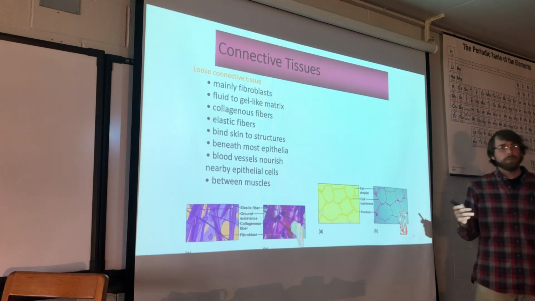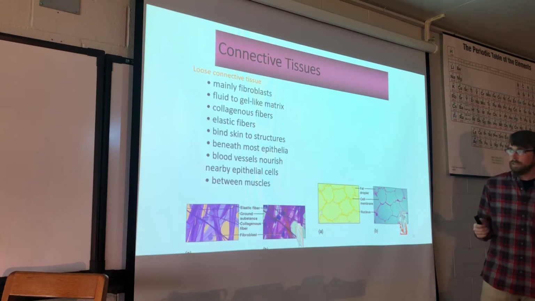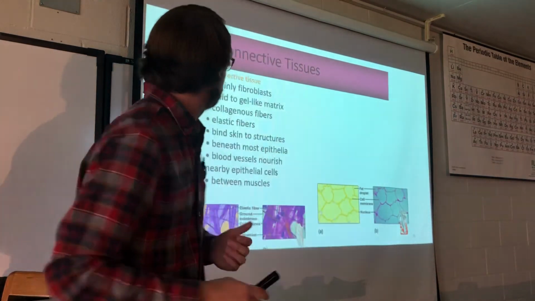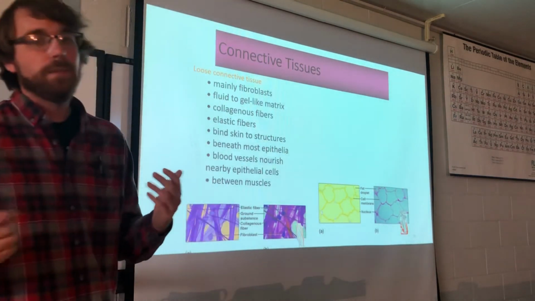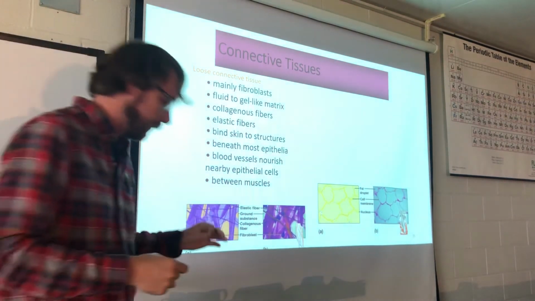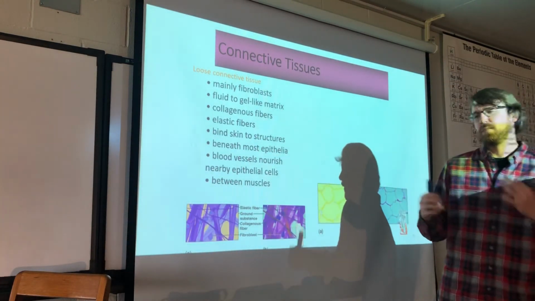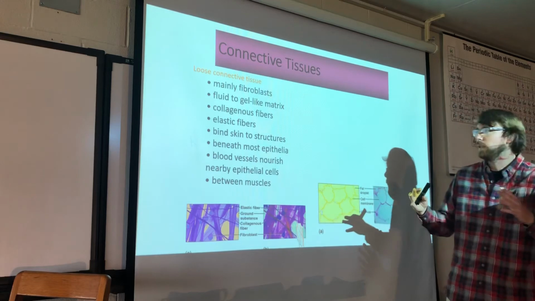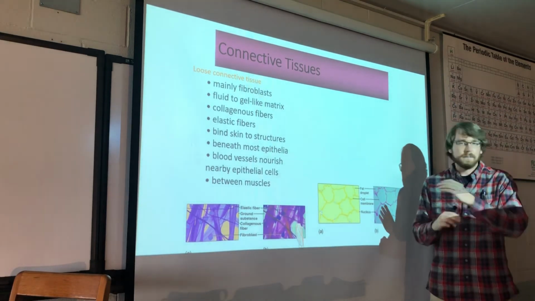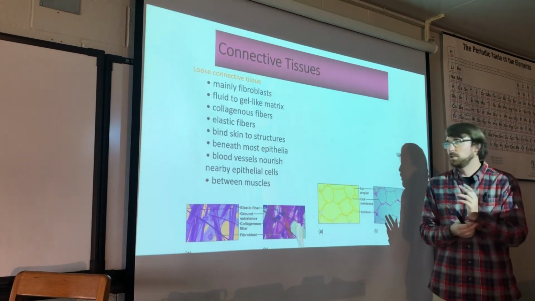So we're going to talk about two connective tissues and wrap up this video for today. So we're going to start with loose connective tissue. So loose connective tissue has many fibroblasts. It has a sort of fluid to gel-like matrix. The matrix, the material in between the cells, isn't quite a fluid, it's not quite a gel, it's kind of in between there. There are collagen fibers that are very strong, but these collagen fibers run in many different directions. There are elastic fibers, which are stretchy.